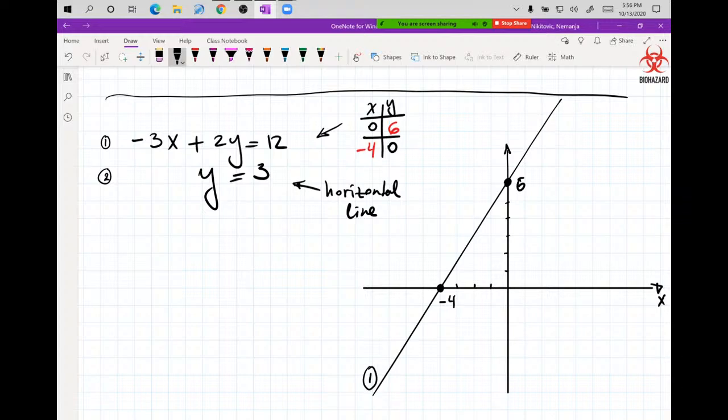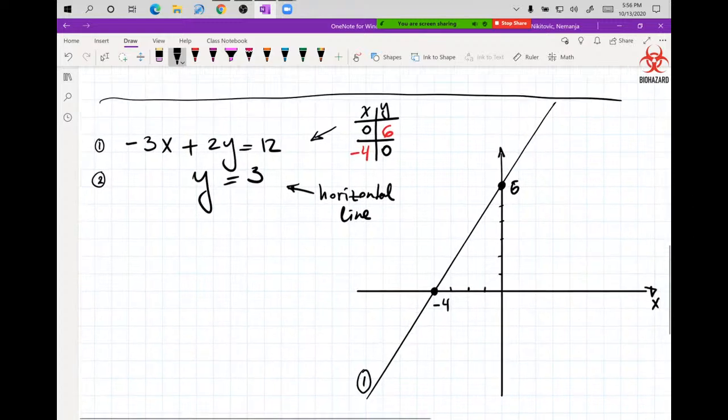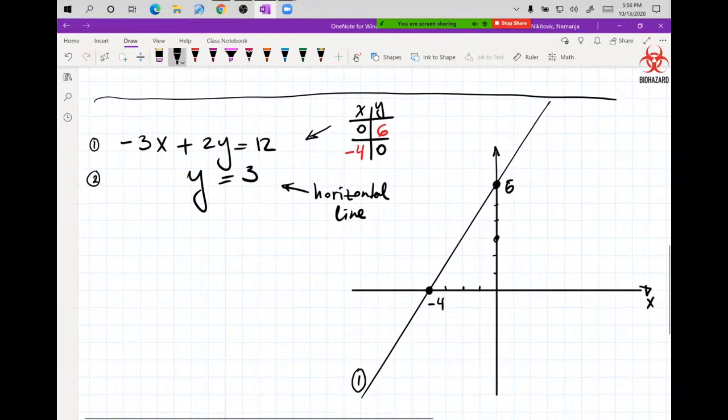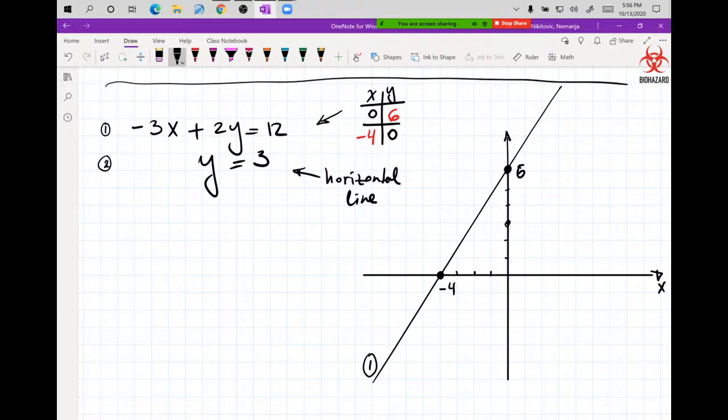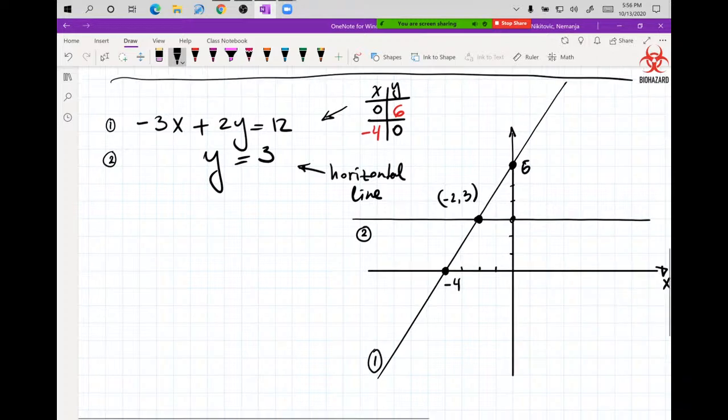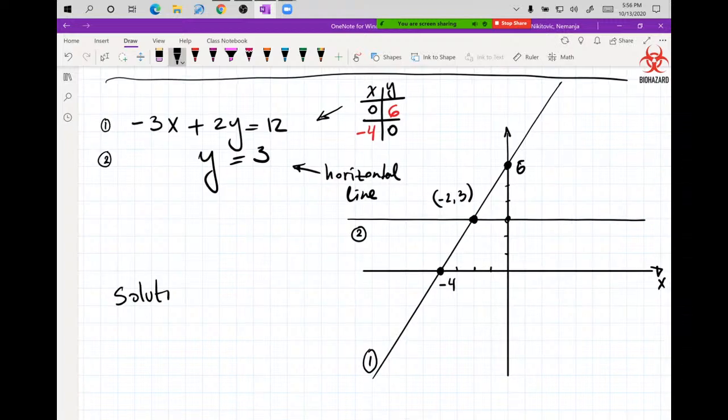Line 2, as I said, is easy because it's just a horizontal line through 3. And hopefully, if you did this carefully enough, you will see that line 1 and line 2 intersect perfectly here at negative 2, 3. So we say that the solution is negative 2, 3.